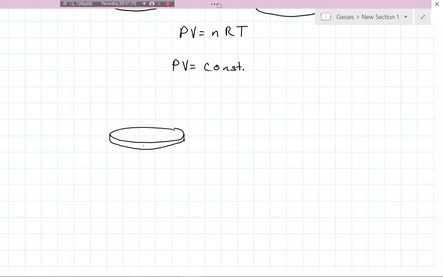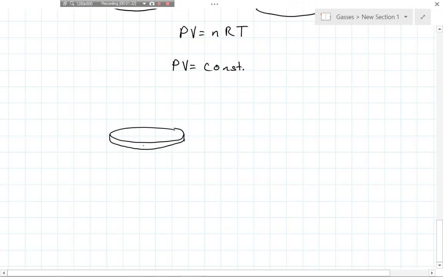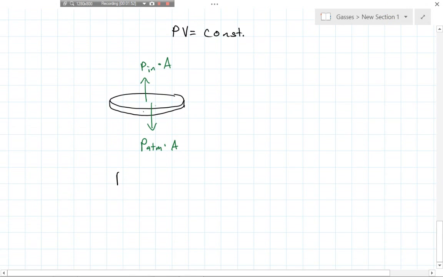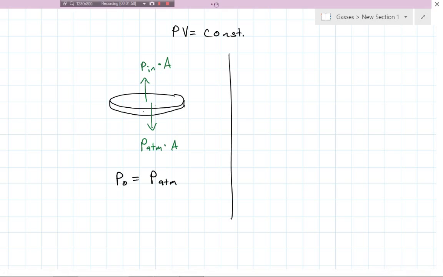And there's only two forces that are acting on the lid initially. We have the pressure inside this container times the area of the lid, and then we have a force pushing down, which is equal to the pressure of atmosphere times the area of the lid. And because this lid is initially not moving, we can say that the pressure inside the container initially, so let me write this as P initial, has to be equal to P atmosphere.